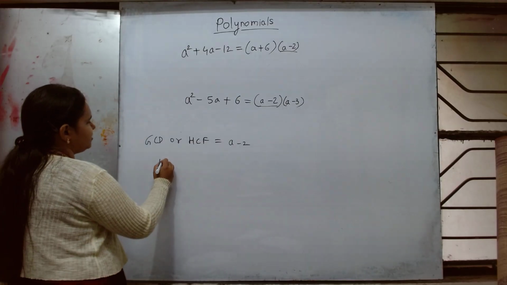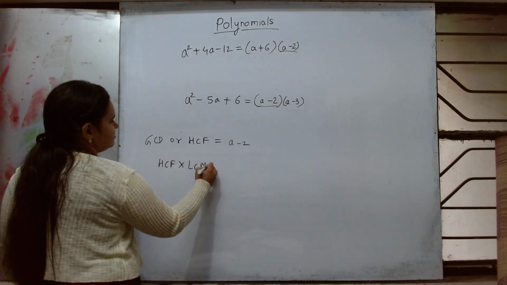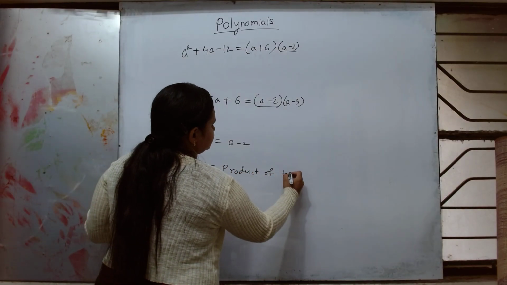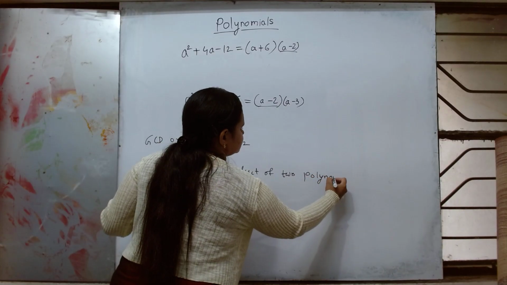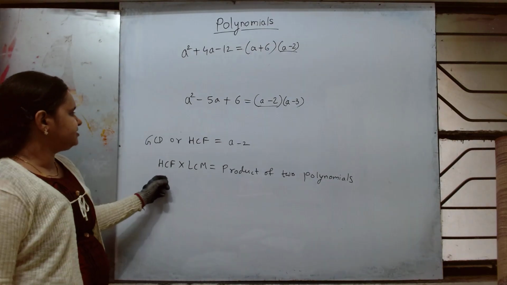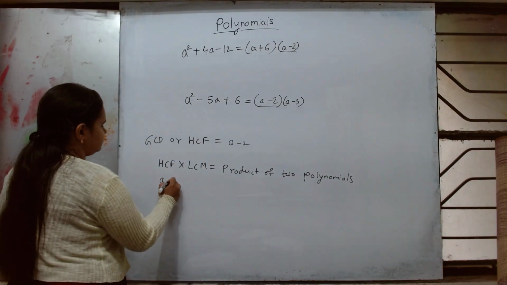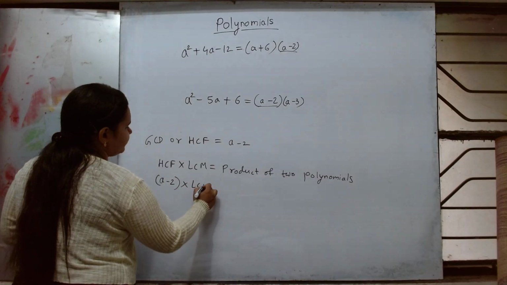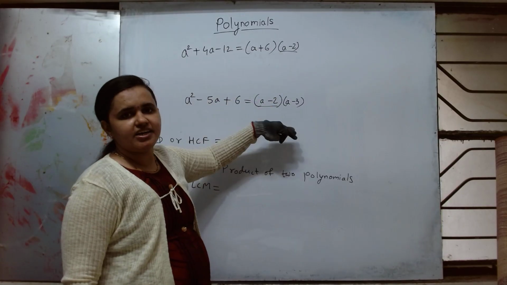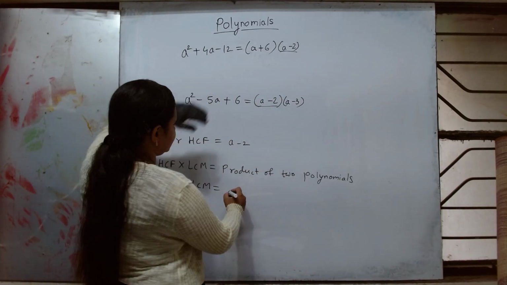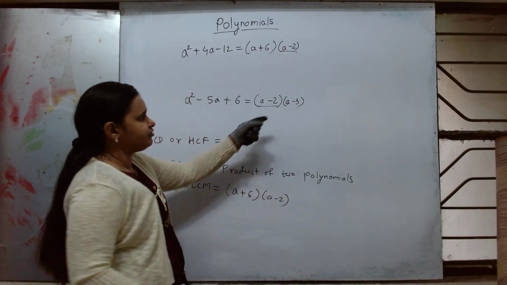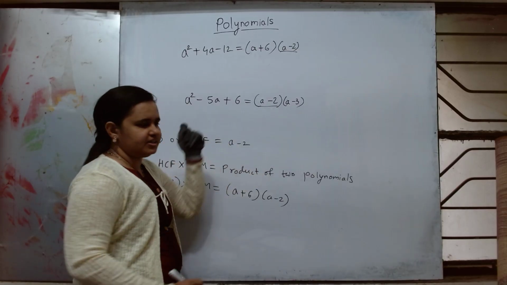Now again the same formula: HCF into LCM is equal to the product of the two polynomials. This is the formula. Now HCF is given as a minus 2, LCM we have to find, and the product of two polynomials. We have to find the factors, so we will directly write them. The two polynomials are a plus 6 into a minus 2, and the factors of the second polynomial are a minus 2, a minus 3.